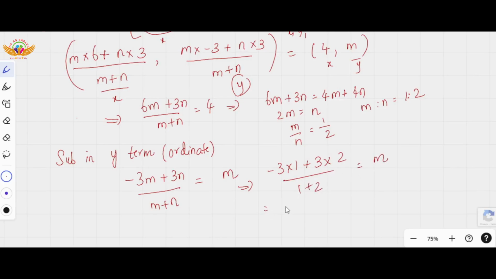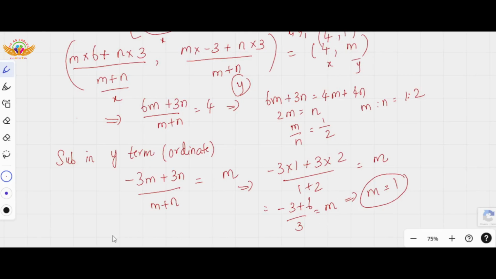Done. So minus 3 plus 6 divided by 3 equal to m. So that is equal to minus 3 plus 6 is 3 by 3. So m value is 1. We got m value 1. So the point x comma y here is 4 comma 1.